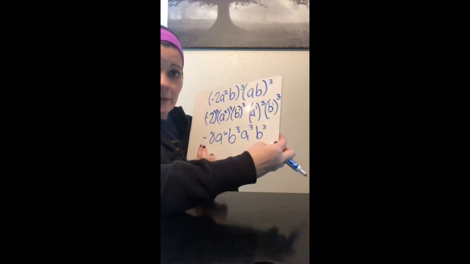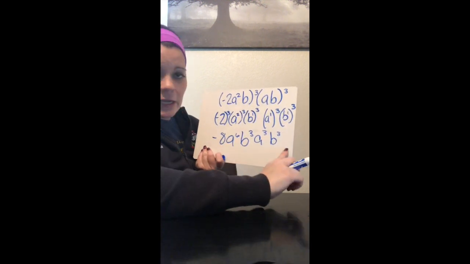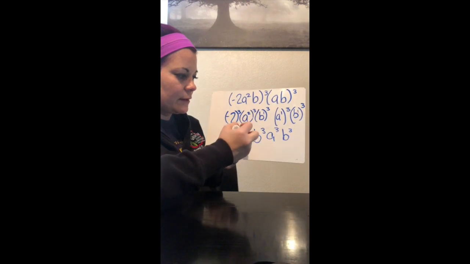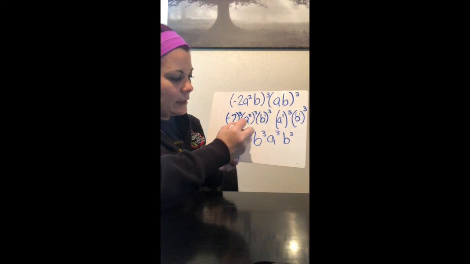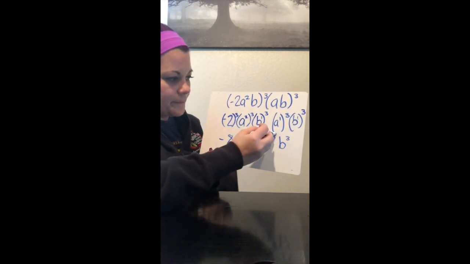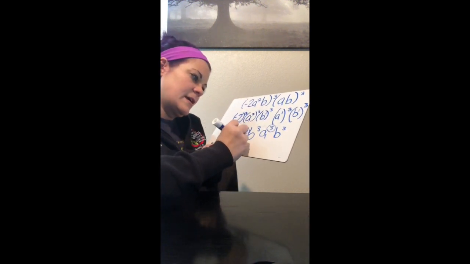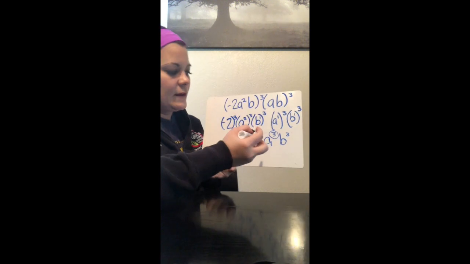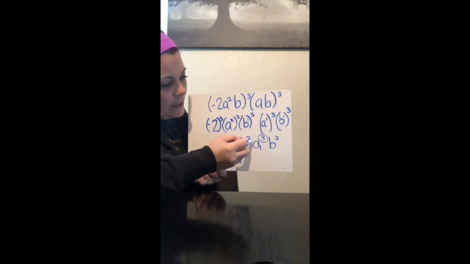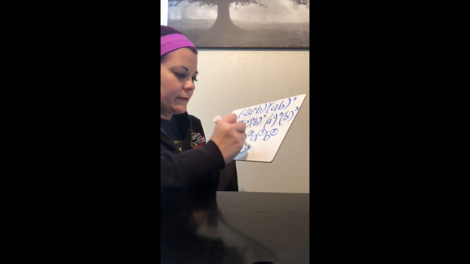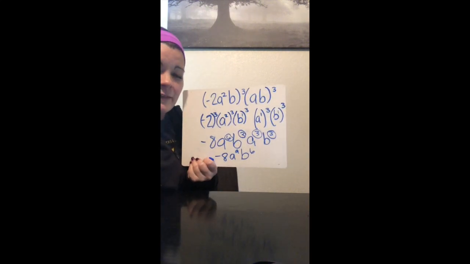Now I can simplify this because this is all multiplication, and in multiplication, if it has the same base, we add the exponents. So I can add all the a exponents, so 6 and 3, which is 9. So we have negative 8, a to the 9th. And then for the b's, we have 3 and 3, which is 6. So b to the 6th. And then I have it simplified.